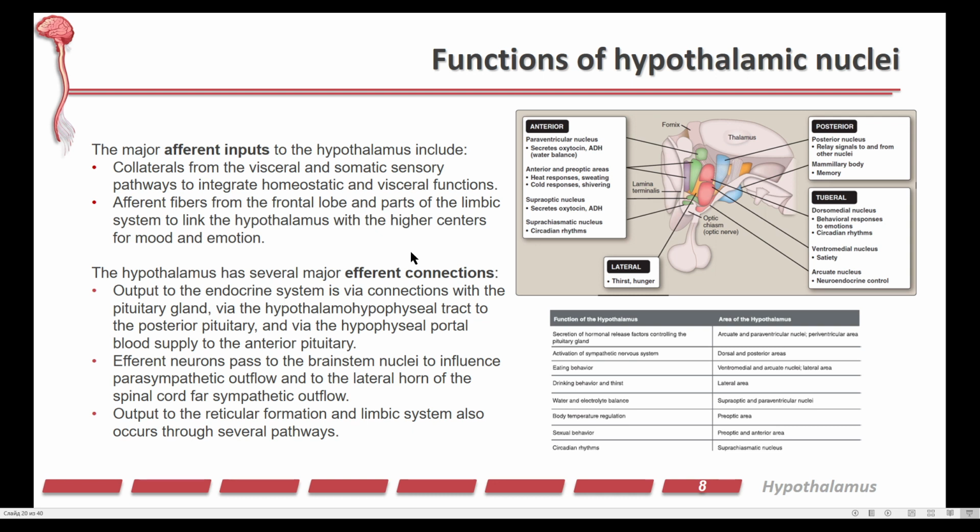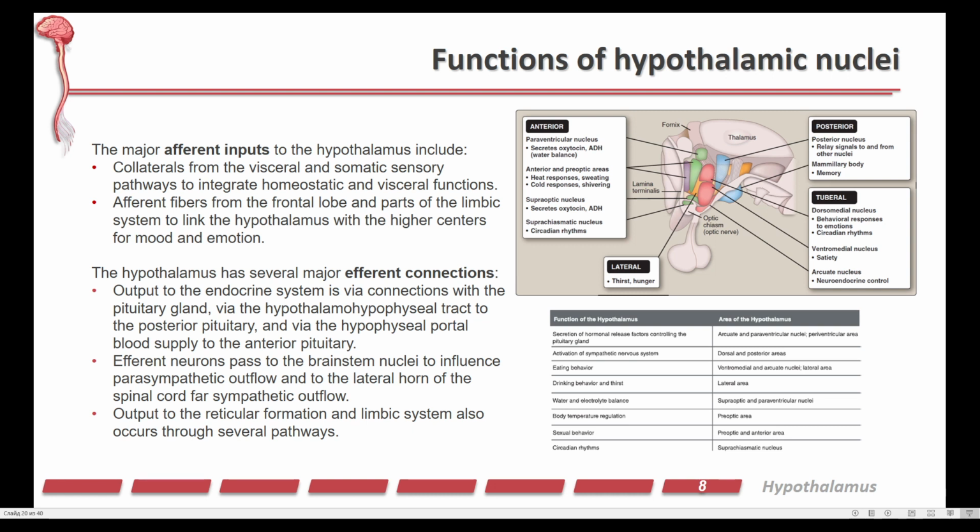Why can the hypothalamus do that? Because it receives various afferent inputs and has efferent connections. As you can see, it receives input from visceral and somatic sensory pathways to integrate regulation and homeostatic control. It also receives afferents from the brain cortex, like the frontal lobe, and from the limbic system, and sends output to higher centers to contribute to mood and emotion control.